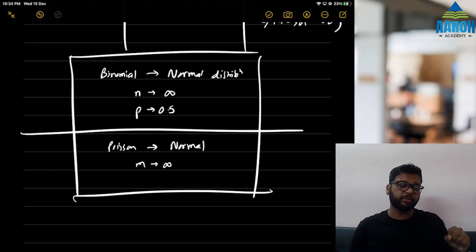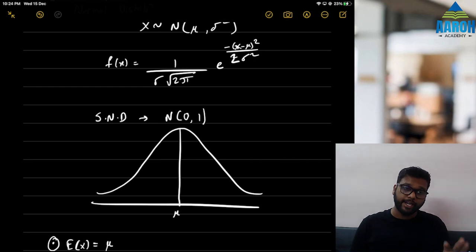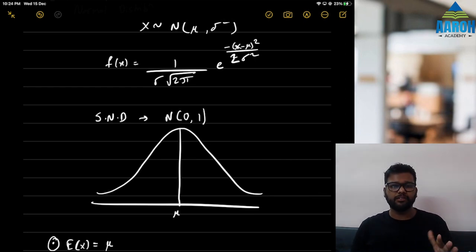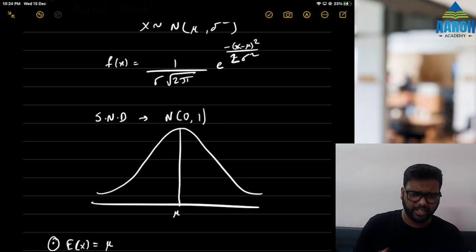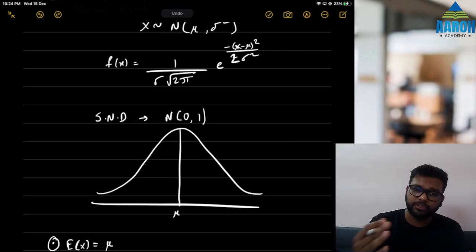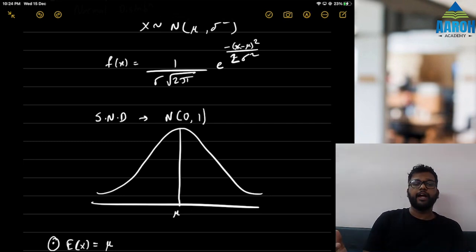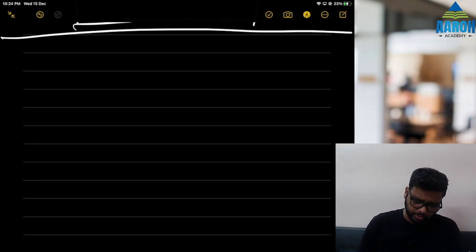Area under normal curve will not be covered right now in this video, because that table will take time to cover. If you have any doubt, you can ask me on the Telegram group. But otherwise, you should know how to convert this into standard normal distribution, that is Z, and calculate the probability. You can ask me separately, no issues.